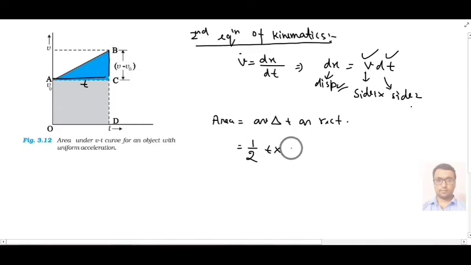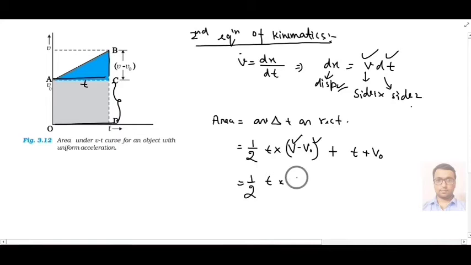Height will be v minus v0, plus this side will be t. Rectangle area will be t into this height, and this height will be v0. So from here we can get this will be t, and this v final velocity minus initial velocity, that is a into t. From the first equation we can write that v equal to v0 plus at. So we can write v minus v0 equal to at.